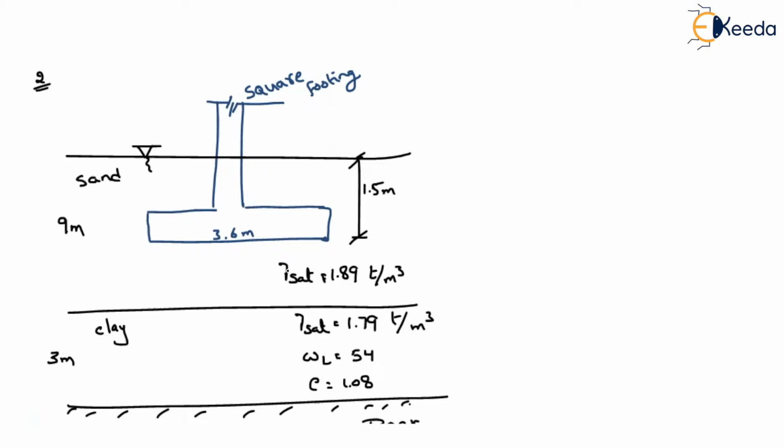Let us say there is a site. It is a composite site, consists of a sand layer having thickness 9 meter, and then below that there is a clay layer of thickness 3 meter. And we are going to construct a square footing having width of 3.6 meter, and assume that the load acting on the square footing, let us consider it as 900 tons. So here our final aim is to find the final settlement.